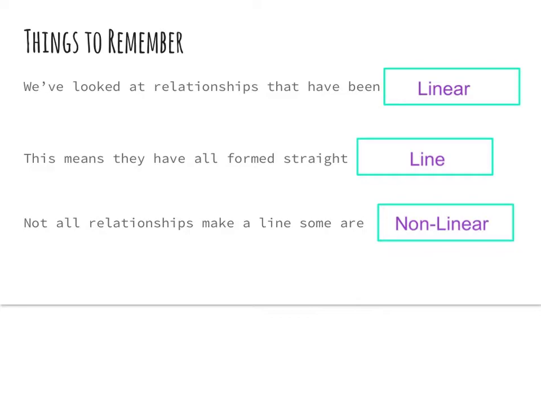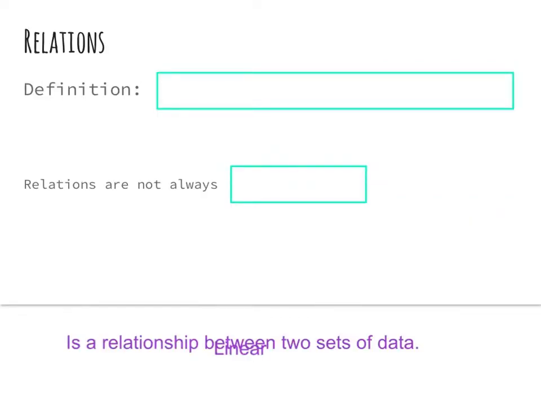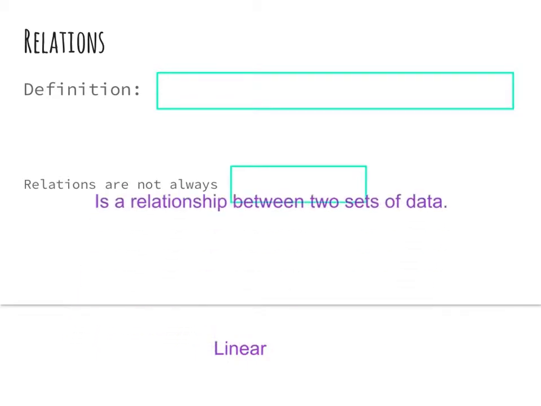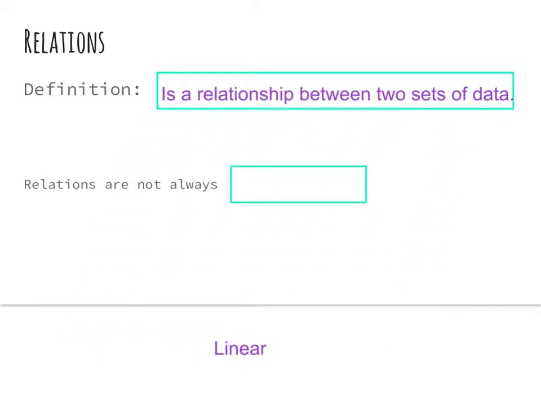So let's talk about exactly what a relation is. A relation is a relationship between two sets of data. So for example, height and weight, age and height, those are two different sets of data, but there is a relationship between them. However, relationships are not always linear. So far, we've looked at relationships that are only linear, but that doesn't mean that all relationships are always linear.